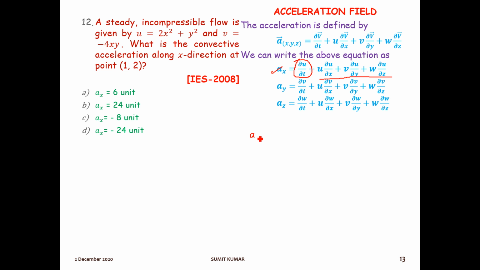So a_x is equal to u. Here u is what? 2x square y, 2x square plus y square, into du by dx. So here du by dx is what? 4x, into 4x, plus v. V is what? Minus 4xy, minus 4xy into del u by del y. Here del u by del y is what? This will become 0 and it will become 2y only, 2y. Okay. So this is the equation for acceleration in x direction.